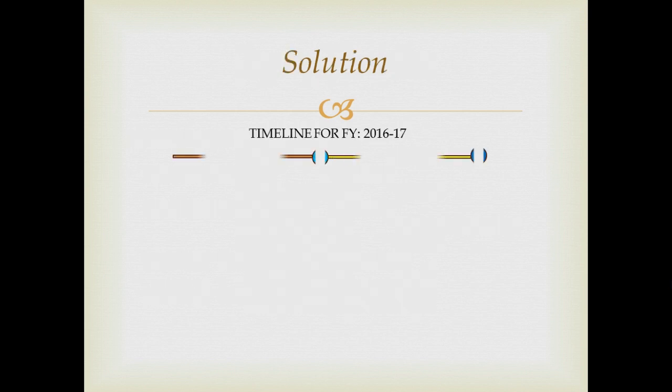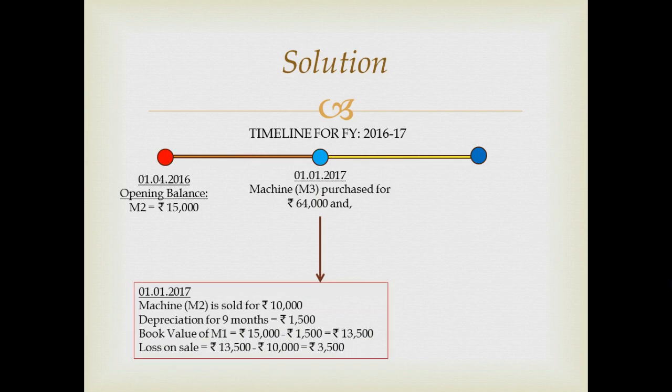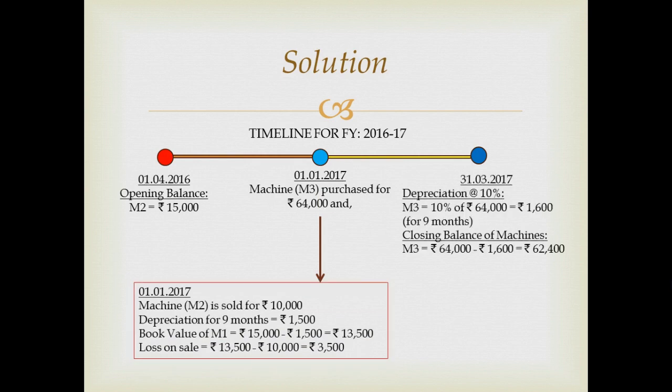Now our FY 2016-17 timeline. On 1st April 2016, we have opening balance of M2 as 15,000 rupees. On 1st of January 2017, a machine M3 was purchased for rupees 64,000, and on the same date, machine M2 is sold for rupees 10,000.